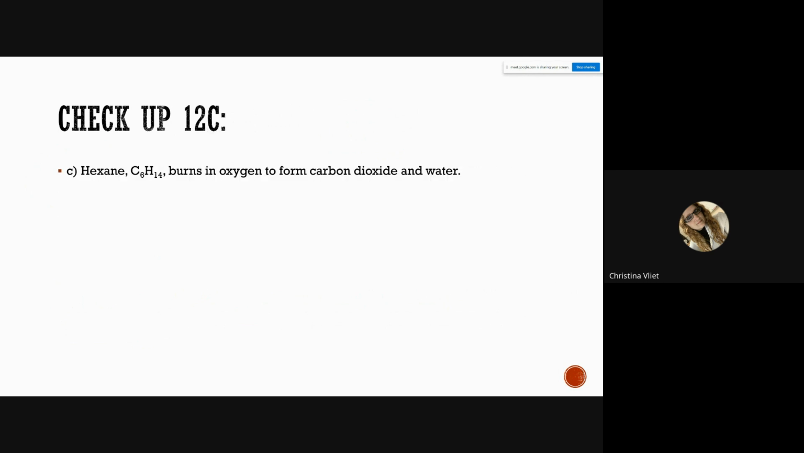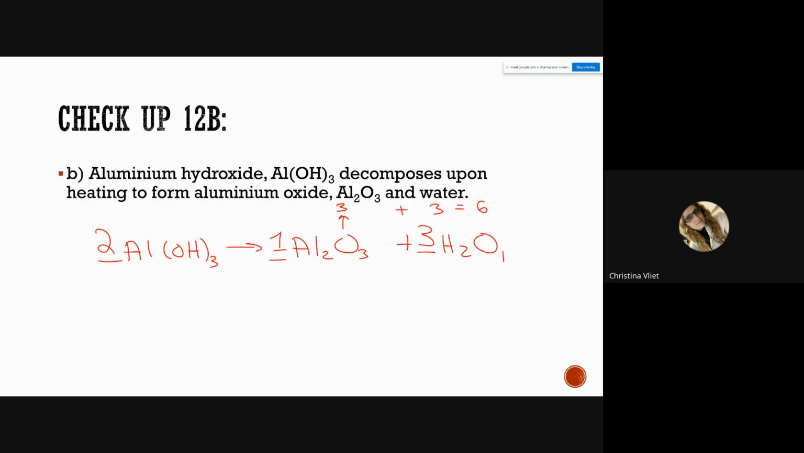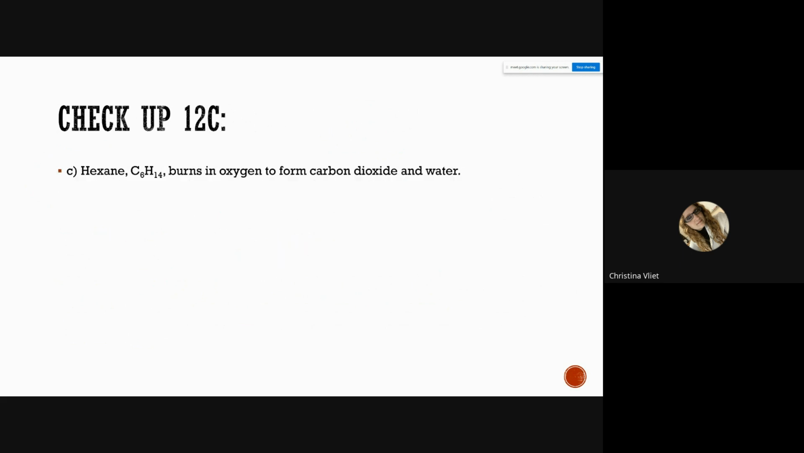Do you need more time? Hexane burns in oxygen to form carbon dioxide and water. Let's write this one out. C6H14 burns in oxygen. What is oxygen? O2. Plus O2 makes carbon dioxide and water. This is combustion.